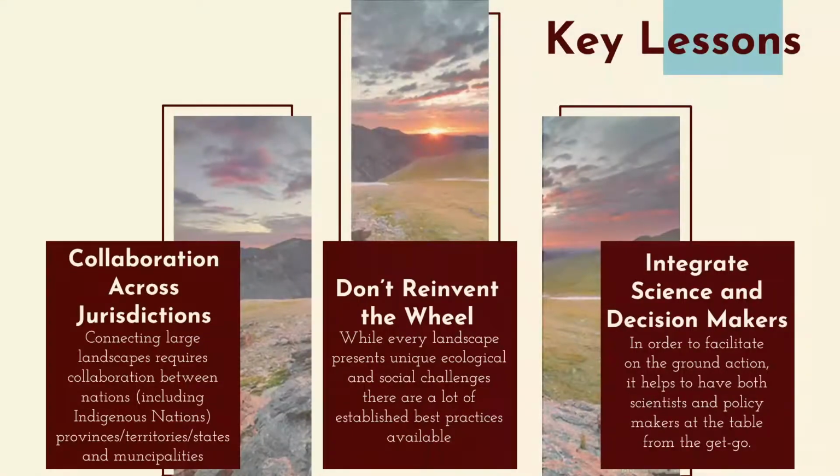The examples of connectivity conservation planning across multiple scales that we just overviewed, coupled with 3 decades of research and on-the-ground action, have taught us a number of key lessons. The first is that collaboration across jurisdictions is essential. A connected network of natural ecosystems across North America requires collaboration between multiple countries and indigenous nations, dozens of states and provinces, and hundreds of counties and municipalities.